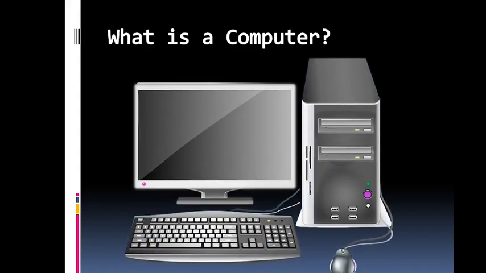A computer is an electronic machine that collects information, stores it, processes it according to the user's instruction, and then returns the result. We can say a computer is a programmable electronic device that performs arithmetic and logical operations automatically using a set of instructions provided by the user.